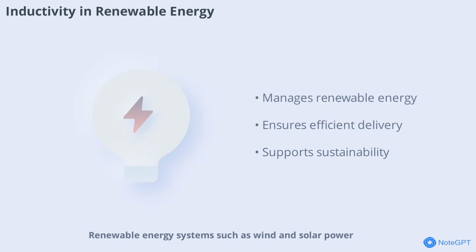Renewable energy systems, such as wind and solar power, use inductivity to manage and convert energy. Transformers and inverters rely on inductors to handle the flow of electricity from renewable sources. This ensures that energy is delivered efficiently and safely to the grid. As we move toward a more sustainable future, inductivity will play an even greater role in powering our world with clean energy.